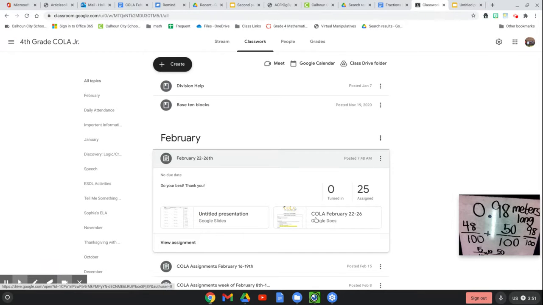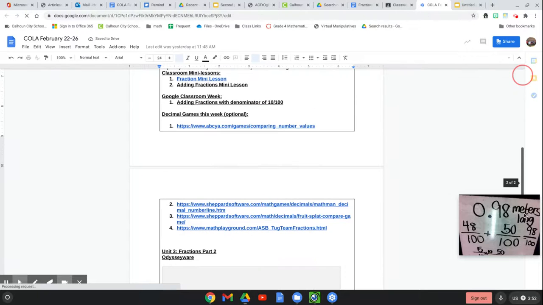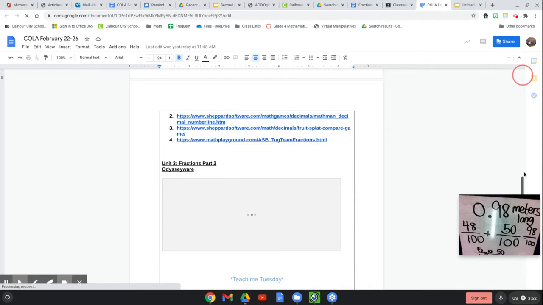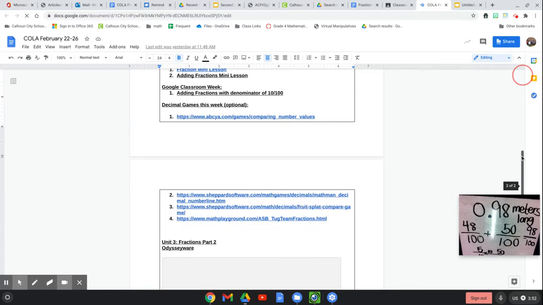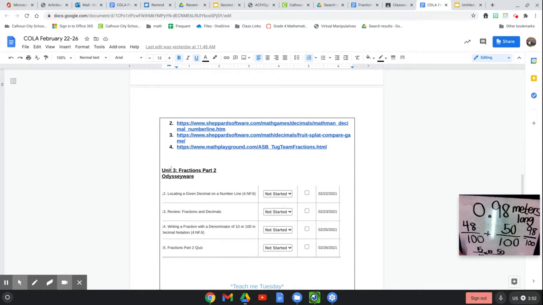And if you look at your COLA work this week for math, let's see if it'll pull up. If you go down here, I gave you some just fun math games to practice with. And then this is the thing I just showed you, the adding fractions. And then hopefully you already watched the fraction mini lesson. And this is the adding fractions mini lesson, what we're watching right now. And then obviously you have Odysseyware and you're finishing up that Odysseyware part 2.